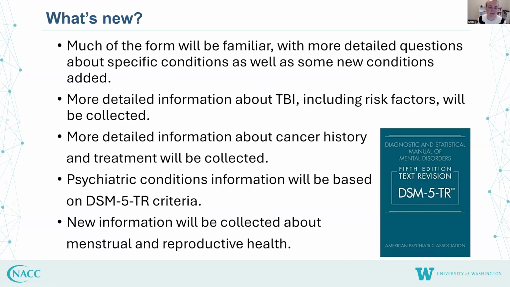So what's new on this form? Much of the form will be familiar, with more detailed questions about specific conditions, as well as some new conditions that have been added. There's more detailed information collected about traumatic brain injury, including risk factors for traumatic brain injury. There's more detailed information to be collected about cancer history and treatment. Psychiatric conditions should be coded based on the DSM-5-TR criteria, and new information will be collected about menstrual and reproductive health.